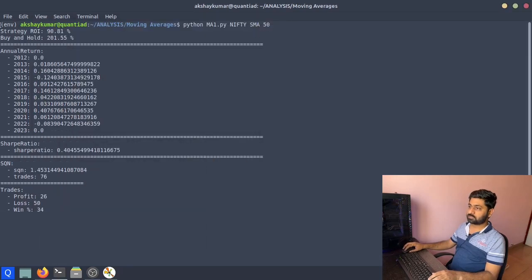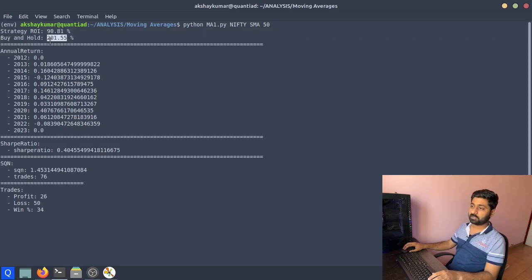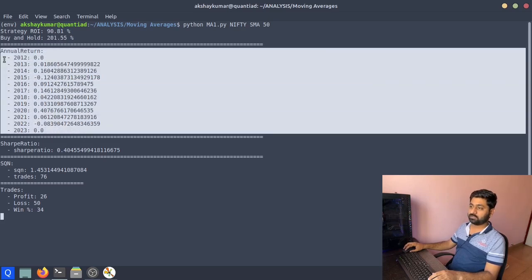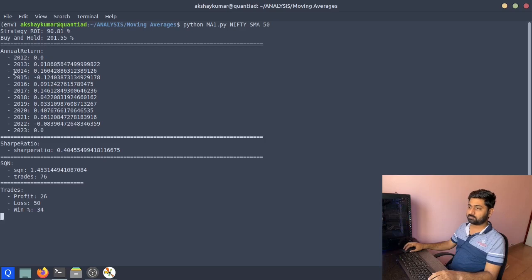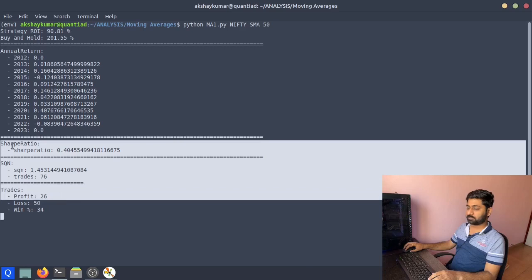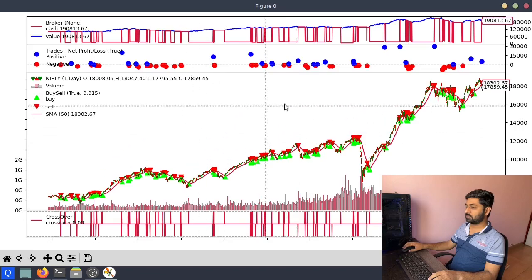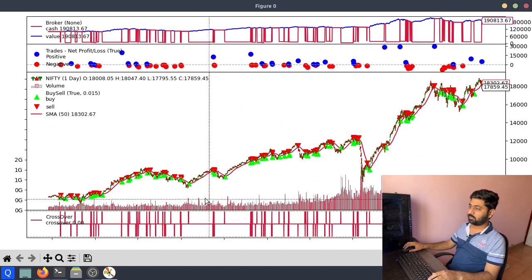The strategy gave us around 91% ROI. If you do a buy and hold for the same period, you will get around 200%. That's almost double. The strategy is backtested over 10 years of data. You can see each year's return of that strategy, and you can also see other parameters like Sharpe ratio, SQN, and the number of trades to categorize the strategy. Here you can also see the output in a graphical manner.